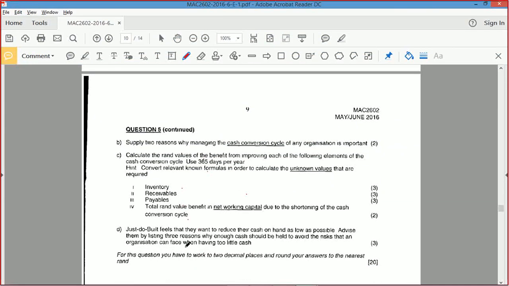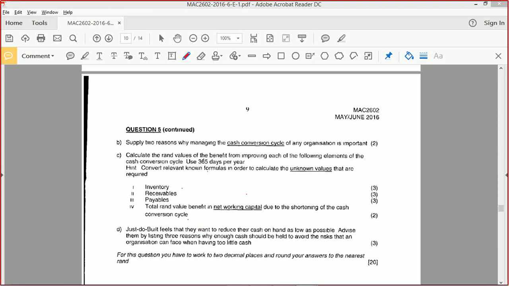Alright, D. Just do Bolt feels that they want to reduce their cash on hand as low as possible. Advise them by listing 3 reasons why enough cash should be held to avoid the risks that an organization can face when having too little cash. Okay, that's obviously liquidity problems. It's not being able to meet your obligations, not being able to pay for inventory, not being able to take advantage of certain opportunities. But let's get the textbook answer for that.